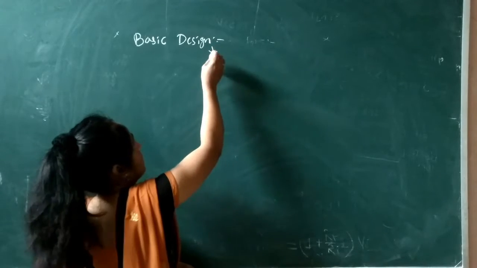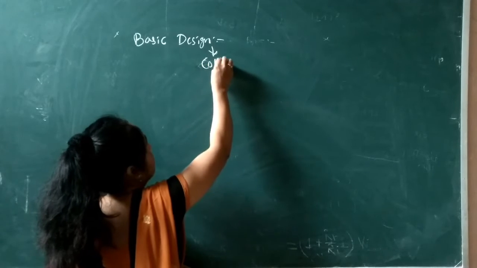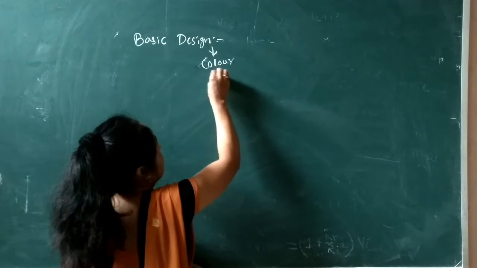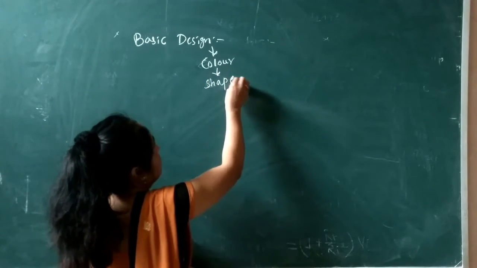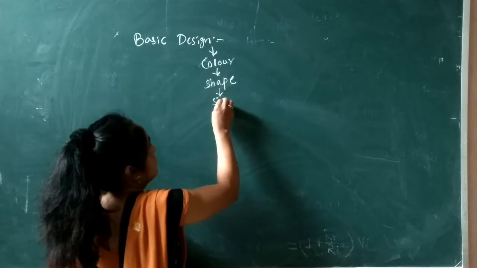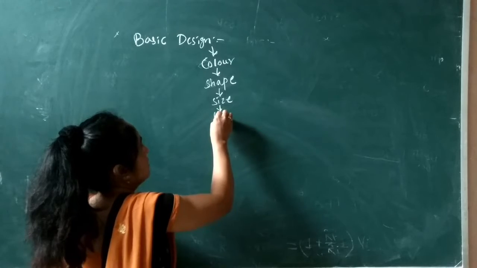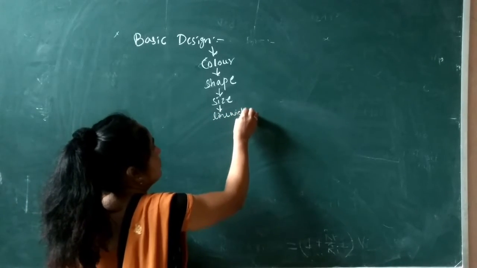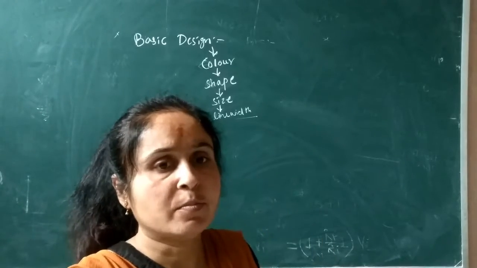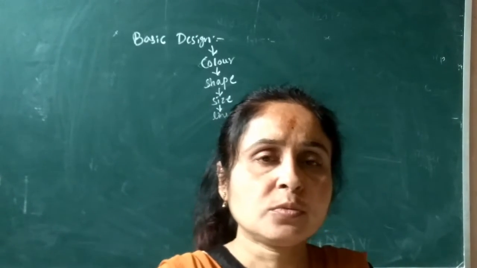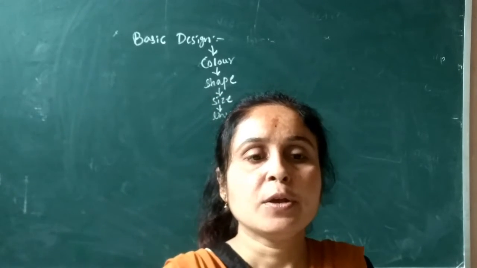The effective form is color, shape, size, line width. So various tasks will be generated in this type of basic design. In this way we perform how the basic models can be used.